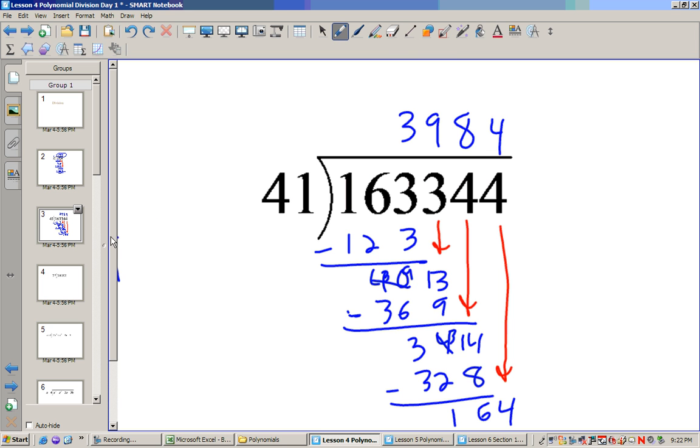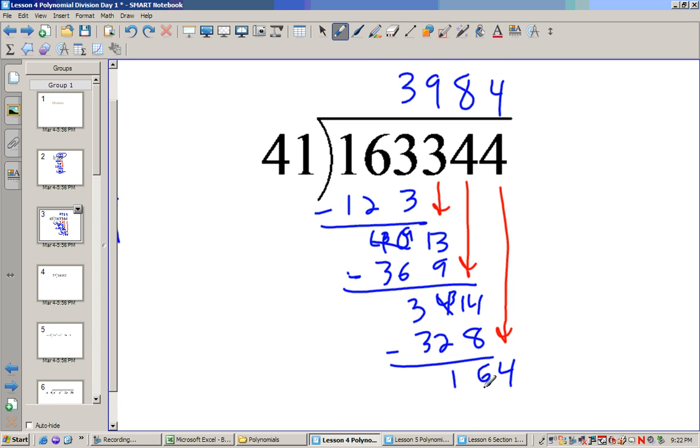Let's multiply it out just to make sure. 4 times 1 is 4. 4 times 4 is 16. And voila. 41 divided into 163,344 is 3,984.